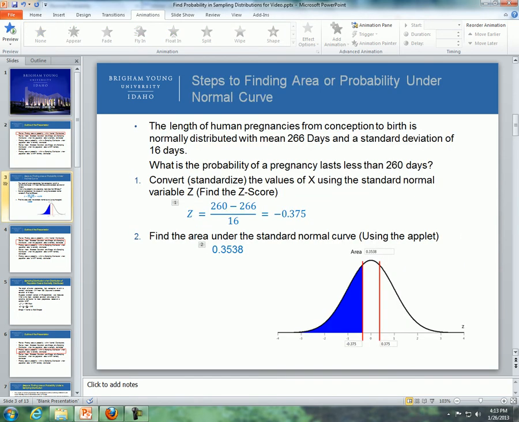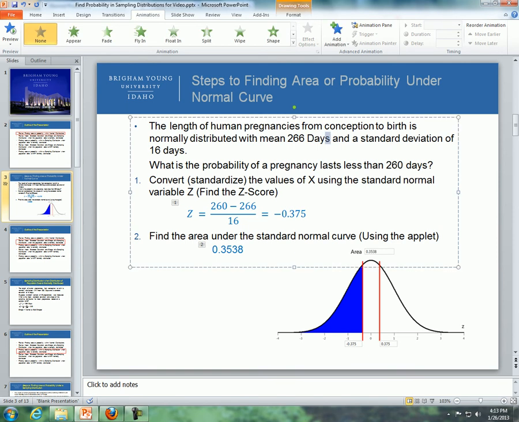So here's a problem where we've dealt with finding area under a normal curve. The length of a human pregnancy from conception to birth is normally distributed with a mean of 266 days and a standard deviation of 16 days. What is the probability of a pregnancy that lasts less than 260 days?